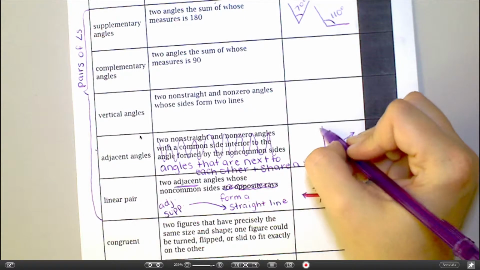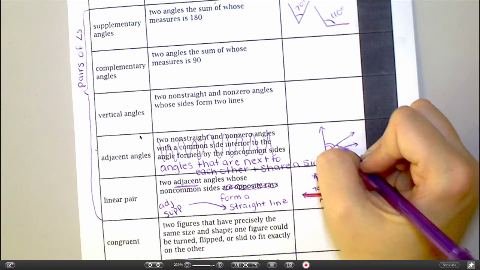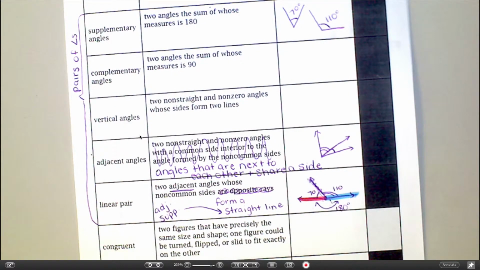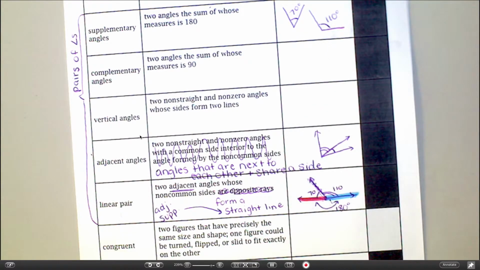This angle here and this angle here, those are adjacent because they share this side in the middle. They're right next to each other. Does that make sense? Kind of working my way back up. Let's head over to complementary, and then we'll get to vertical.